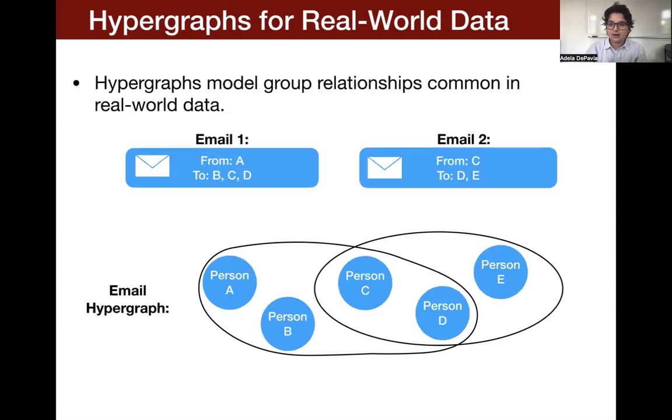We care about hypergraphs because they are good models for the kinds of group relationships that commonly show up in real-world data. So imagine that we were trying to model some data set of emails. The way that we would do that would be to create a node for every person represented in the email data set, and then to create hyperedges by creating one hyperedge for each email and adding to that hyperedge the nodes of every person on that email. So here, this is a diagram of the hypergraph that we would produce if we tried to model emails 1 and 2.